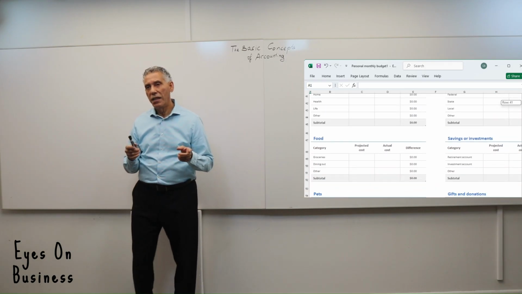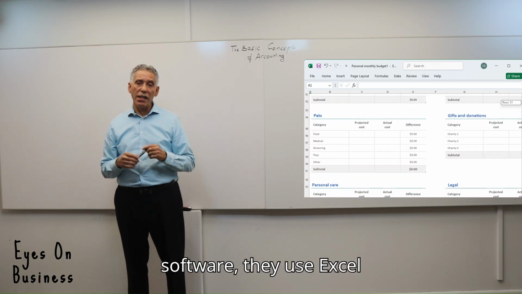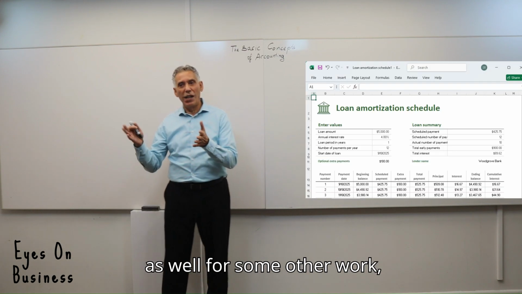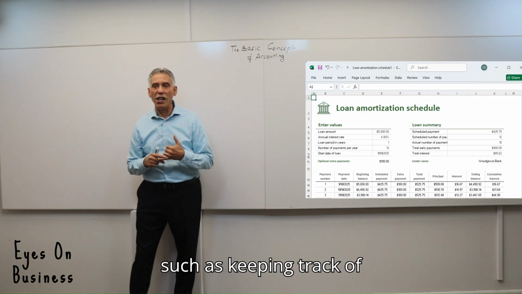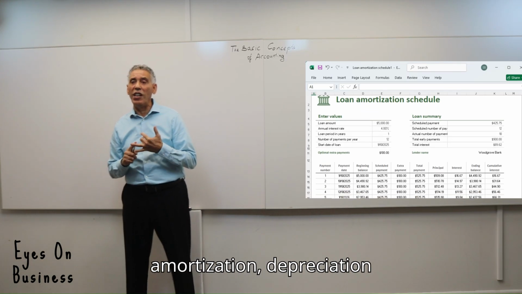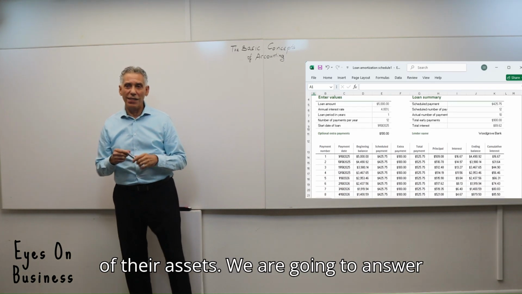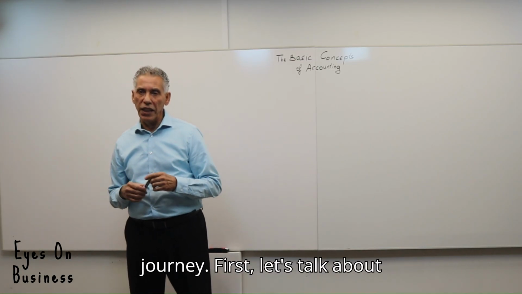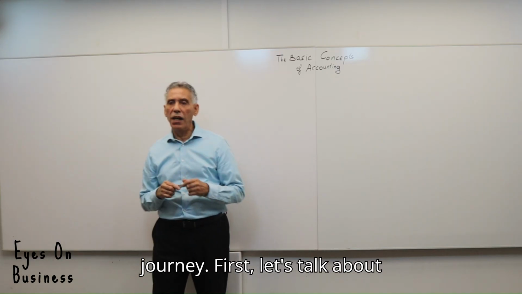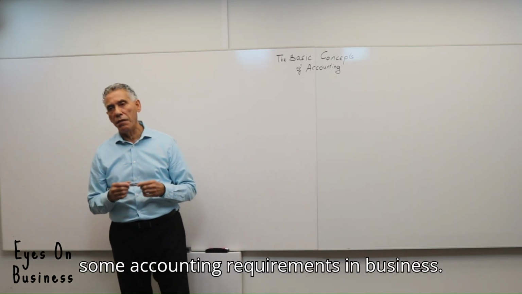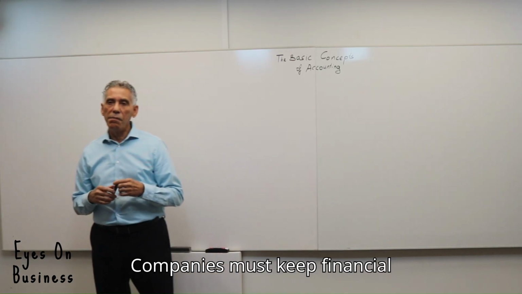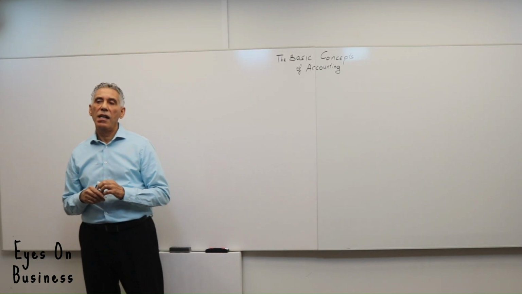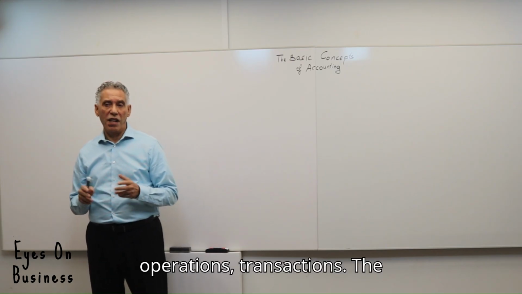All companies, even though they have accounting software, use Excel as well for some other work, such as keeping track of amortization and depreciation of their assets. We are going to answer all those questions during this course journey. First, let's talk about some accounting requirements in business. Companies must keep financial records of day-to-day operations and transactions.